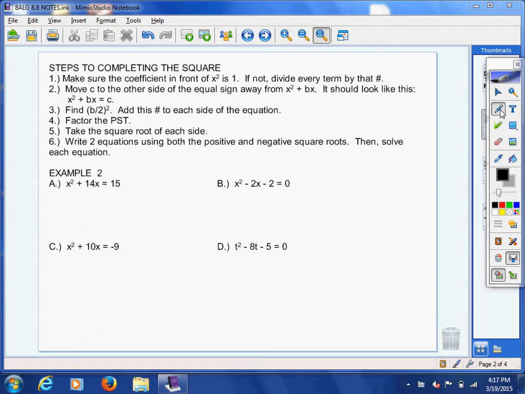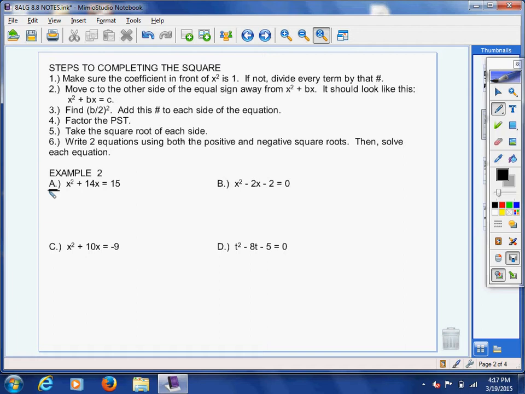So I was trying to be really cool for you and put the steps to completing the square above your work so you could see it and go stepwise until you got acclimated with the process, okay? Now, step 1, and I'm going to start with letter A right here. Step 1, make sure the coefficient in front of your x squared term is 1. If it's not a 1, you need to divide every term by that coefficient, whatever that coefficient is. Now, if it's a 1, don't divide everything by 1, because anything divided by 1 is itself. That would be a supreme waste of time.